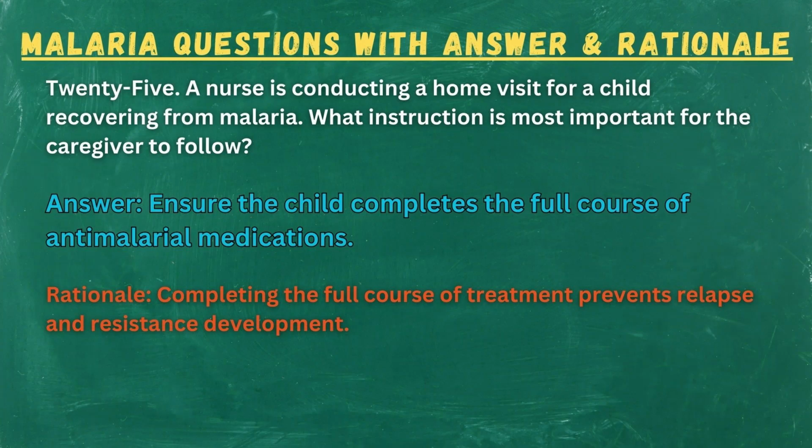25. A nurse is conducting a home visit for a child recovering from malaria. What instruction is most important for the caregiver to follow? Answer: ensure the child completes the full course of antimalarial medications. Rationale: completing the full course of treatment prevents relapse and resistance development.